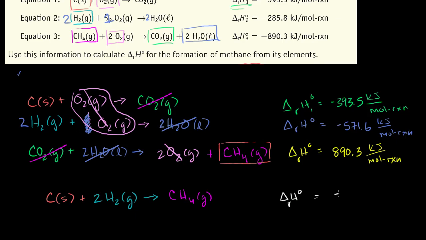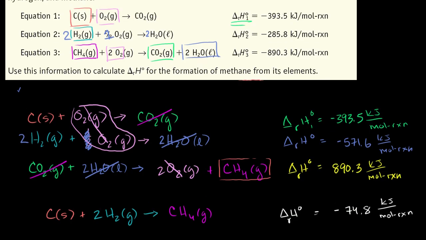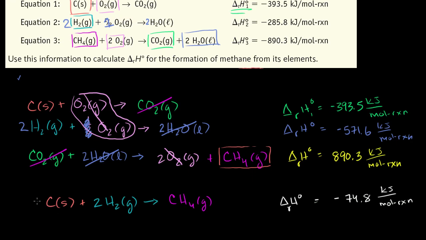It gives us negative 74.8 kilojoules for every mole of the reaction occurring, or if the reaction occurs one mole time. So there you go. We figured out the change in enthalpy, and it is reasonably exothermic. Nowhere near as exothermic as these combustion reactions right here, but it is going to release energy, and we're done.